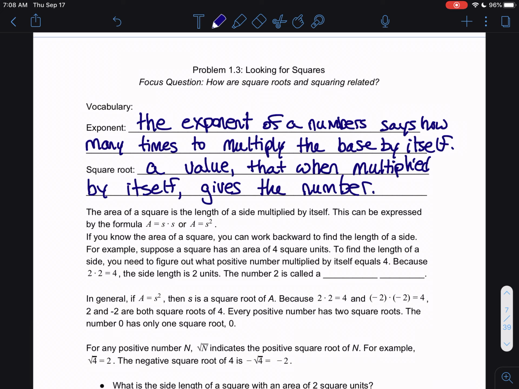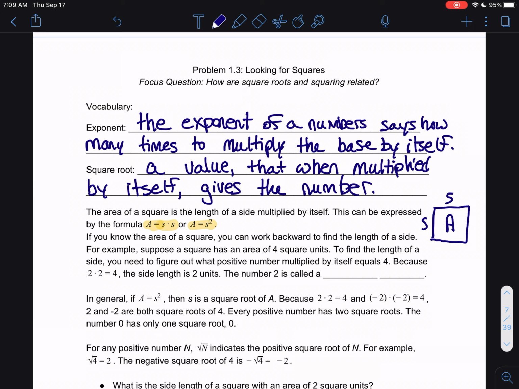Okay, so the area of a square is the length of the side multiplied by itself. This can be expressed by the formula A equals S times S, or A equals S squared. And what they mean by that, so I'm going to draw just like a square here. Here's S, here's S, here's A. So to find the area, you would just multiply S times S, which is what you see right here. But when you see S times S, that's the same thing as S squared.